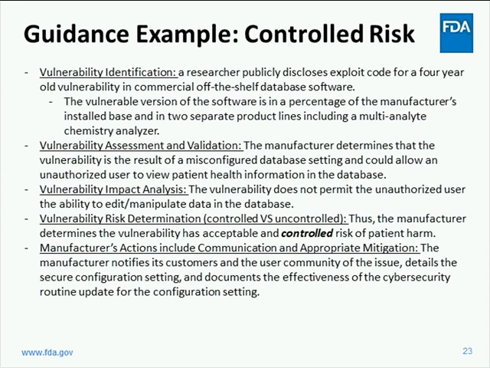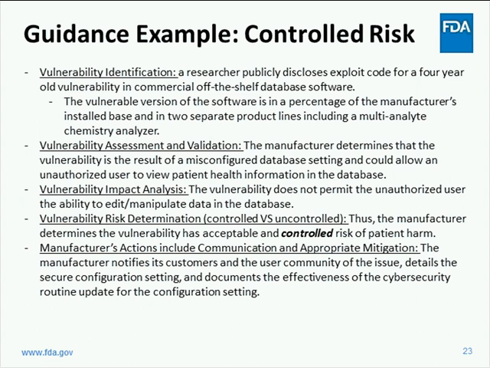Moving on to guidance examples of controlled risks, I'd like to walk through the controlled risk example and step through a couple of waypoints. First, vulnerability identification, then followed by vulnerability assessment and validation, impact analysis, risk determination, and then manufacturer action.